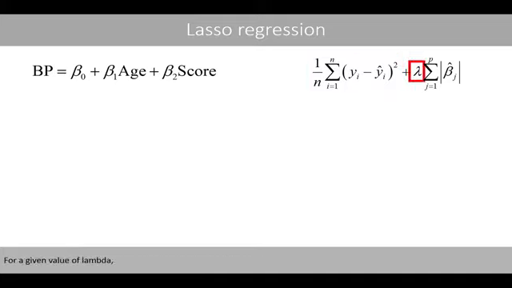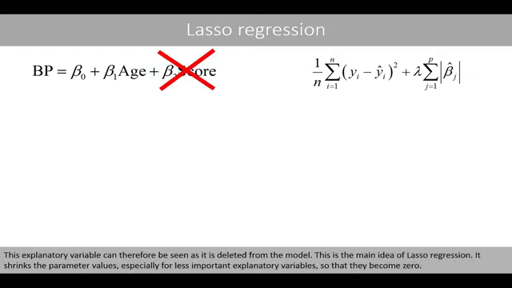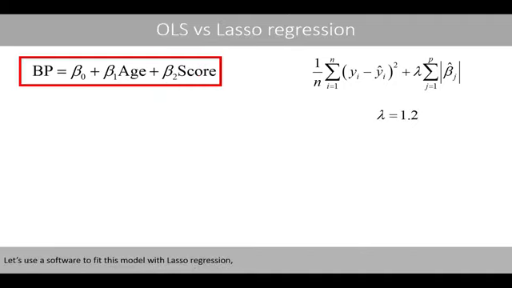For a given value of lambda, the estimated value of beta 2 will be reduced so that it is equal to 0. This explanatory variable can therefore be seen as if it is deleted from the model. This is the main idea of Lasso regression. It shrinks parameter values, especially for less important explanatory variables, so that they become 0.